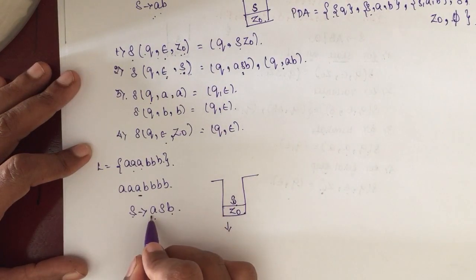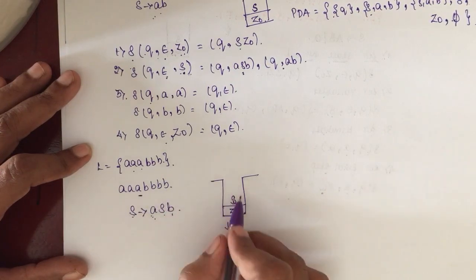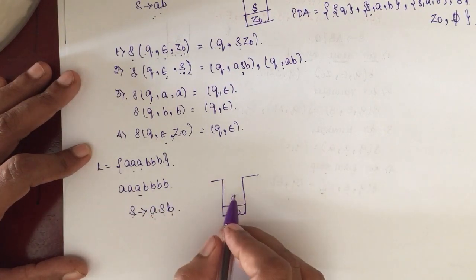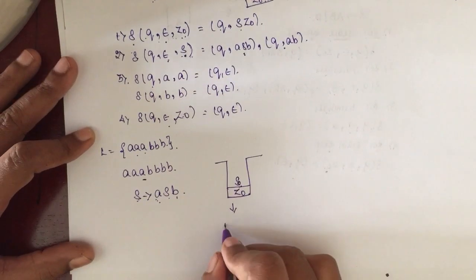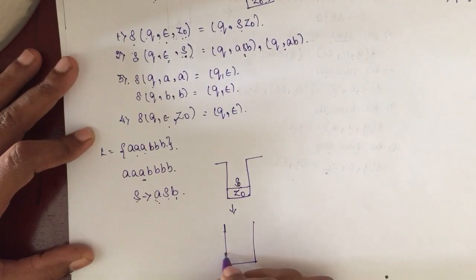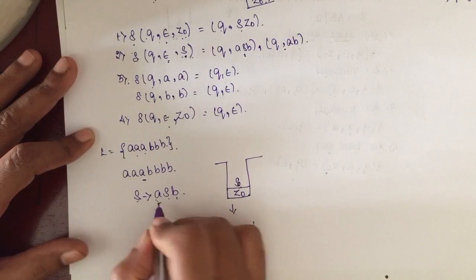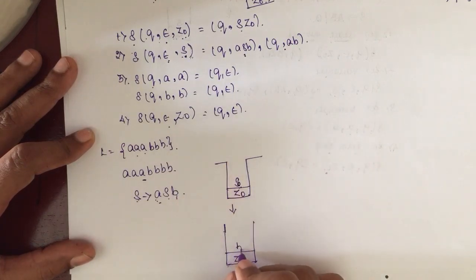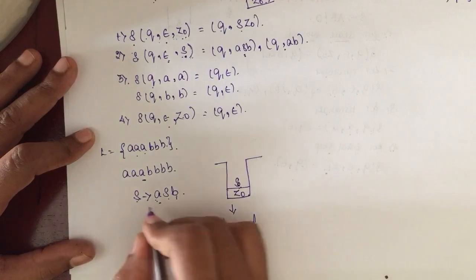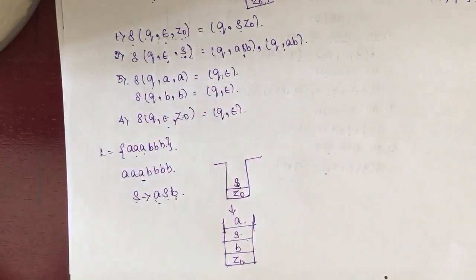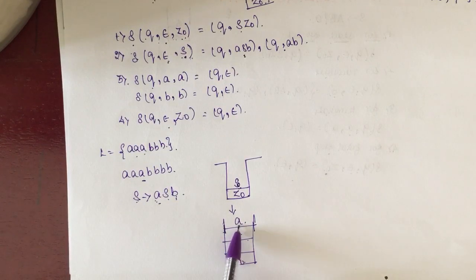I'm not going to put it in this format ASB. First B I'll put inside, second S I'll put inside the stack, and third A will be placed inside the stack. It means that in this order I'm going to place it inside the stack. Already there was Z0. Since I want to replace this S with ASB, first B will be pushed inside the stack. After B, S will be placed on top of B. Then again A will be placed on top of S, right? Now I have replaced this S with the help of ASB.